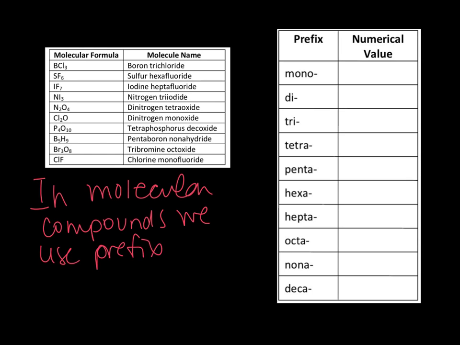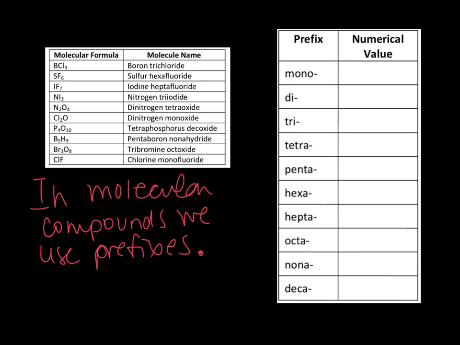And specifically, we're using prefixes always on the second element and some of the time on the first element. So when are we not using prefixes in these molecular compounds? Yeah, we're not using prefixes when you have one of the first elements.